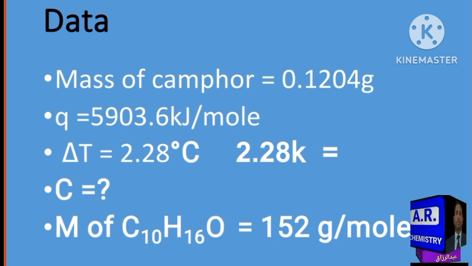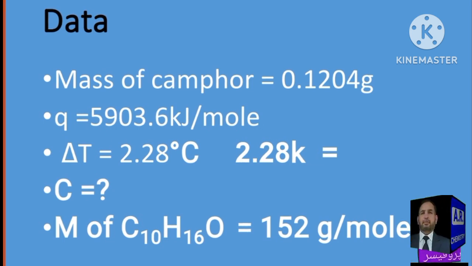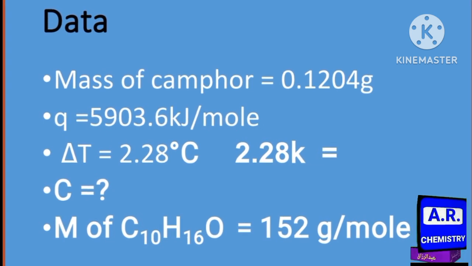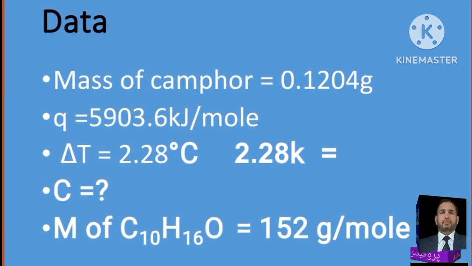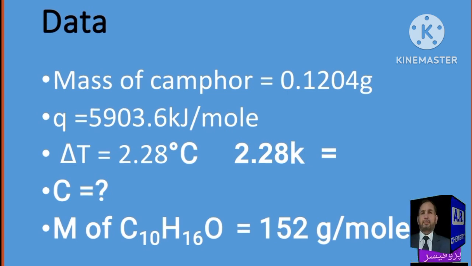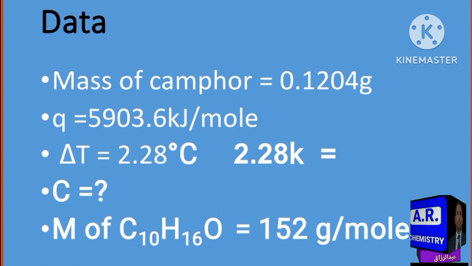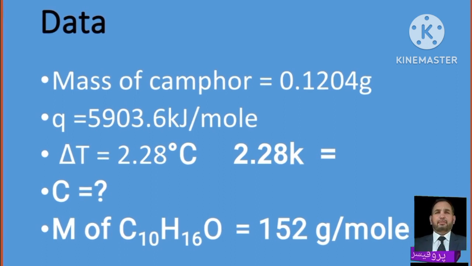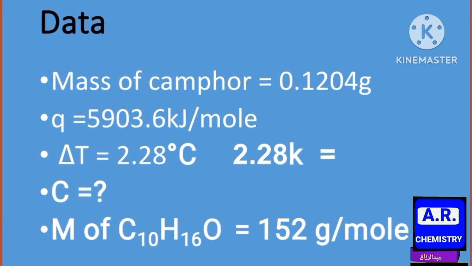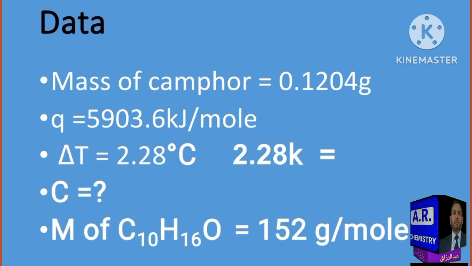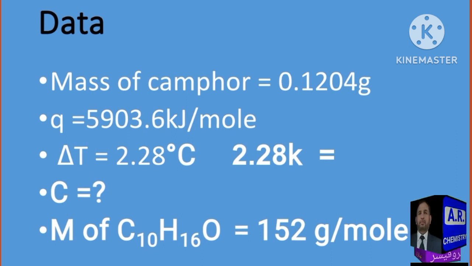We also require the molar mass of camphor. The formula of camphor is C10H16O. So its molar mass is 152 grams per mole. So tabulate this data and then proceed to solve this question. All these values except molar mass are given in the question. Molar mass is to be calculated from the formula that is given of the camphor.